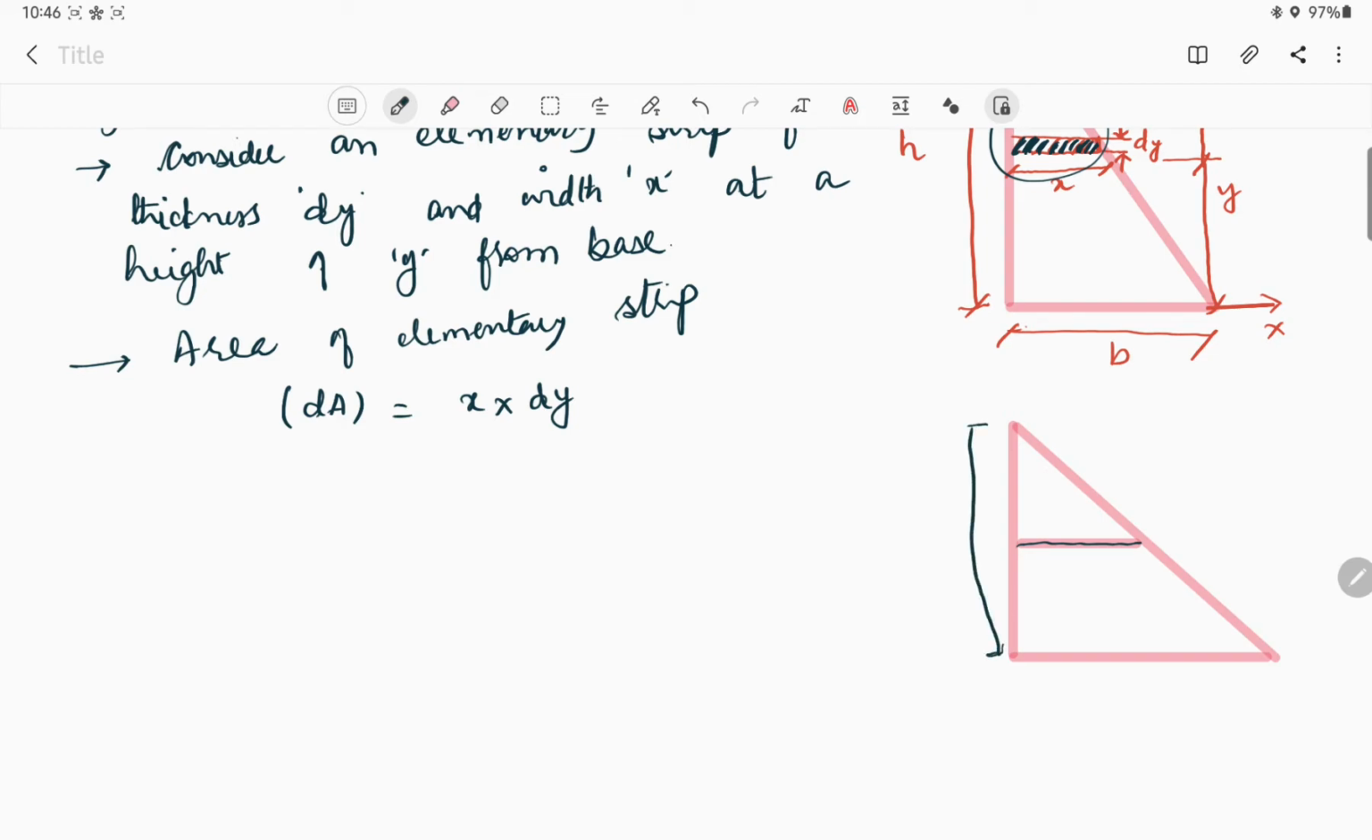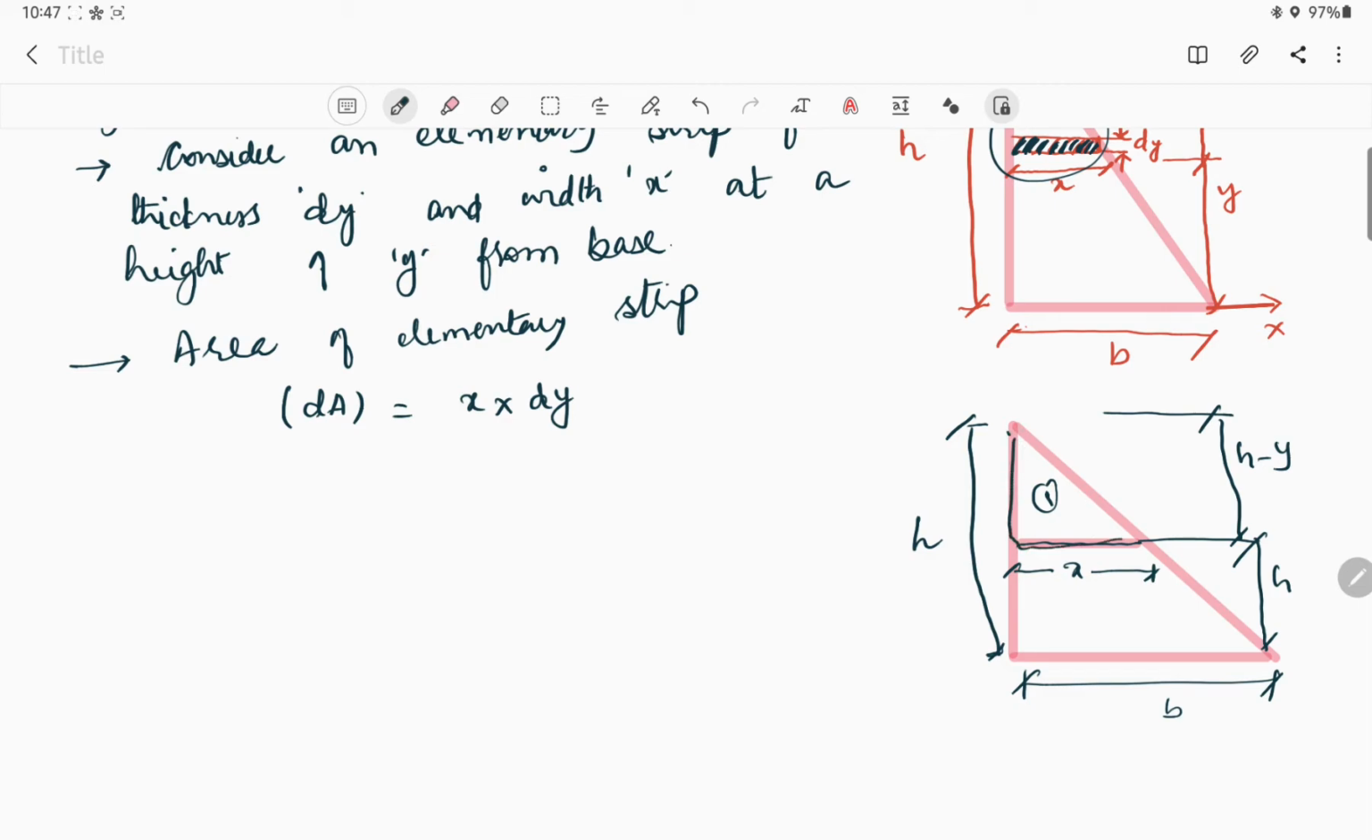We know that the height of the triangle is h, the base of the triangle is b, and this distance is x. And what about this height? This is h, and this one is h minus y, isn't it? So from the similar triangles, this small one is one triangle, and we have one more big triangle. There are totally two triangles you can see here, right?